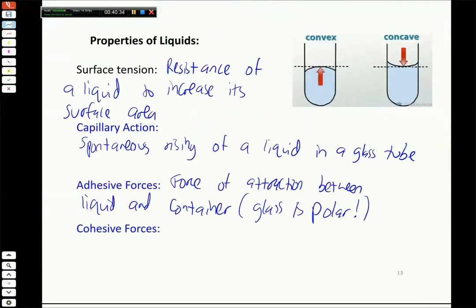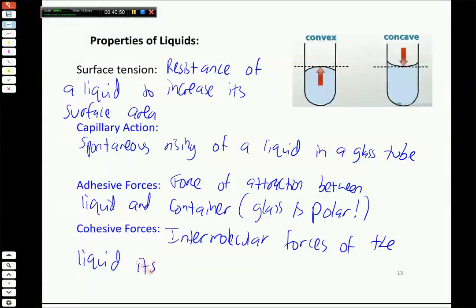And then the cohesive force is just the intermolecular forces of the liquid itself, so the dipole-dipole forces or the hydrogen bonds, whatever strong intermolecular forces are present in that substance. The cohesive forces are mainly responsible for the surface tension. These forces of attraction between the molecules create this upper surface, this resistance of the liquid to flowing or changing its surface area. And the adhesive forces are responsible for capillary action. So both of these forces play a role in the two properties we mentioned.